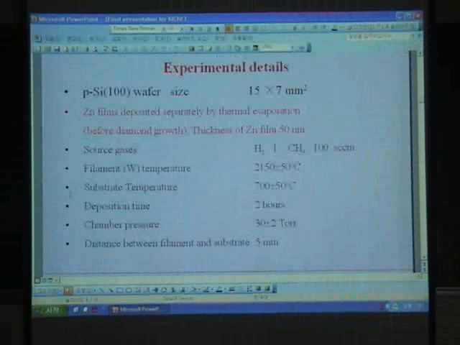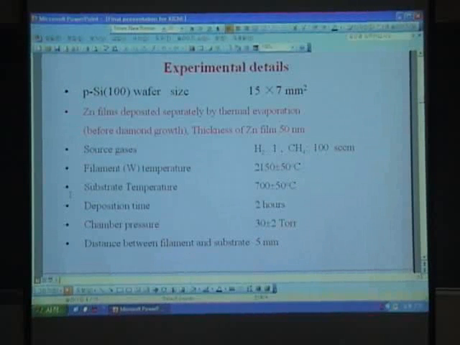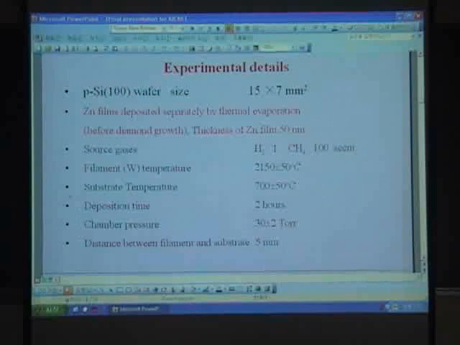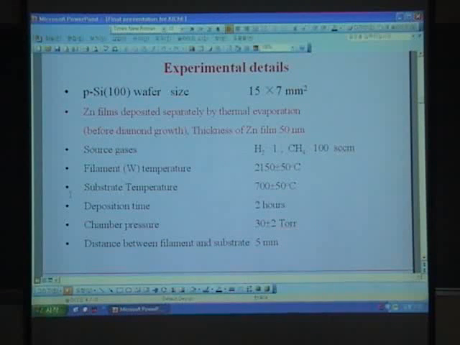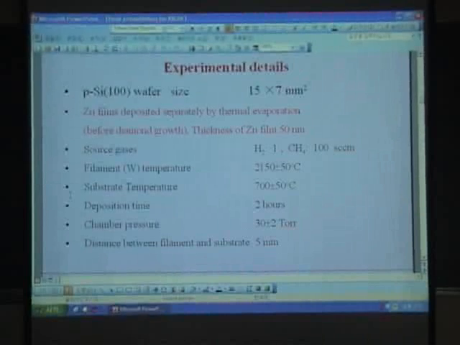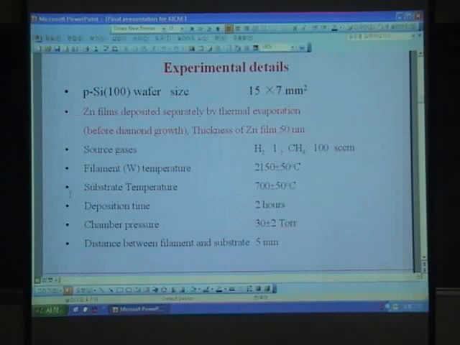Here are the experimental details for my study. Here we use p-type silicon. We deposit the zinc film separately by thermal evaporation, and the vacuum was kept at 10 raised to minus something in that chamber, and then the zinc film was loaded into the hot filament chemical vapor deposition system.